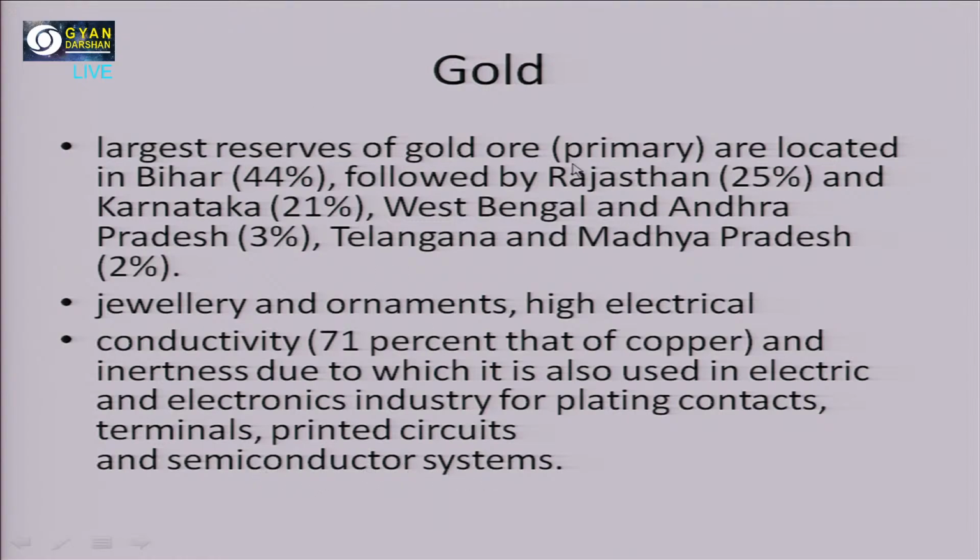Largest reserves of primary gold ore are located in Bihar, which is 44% of the country's total, followed by Rajasthan, Karnataka, West Bengal, Andhra Pradesh, Telangana and Madhya Pradesh. But still Karnataka is the leading producer of gold in India.